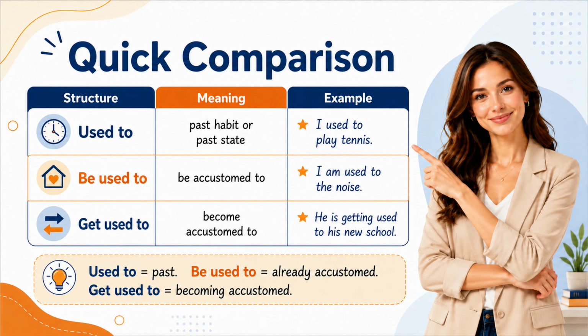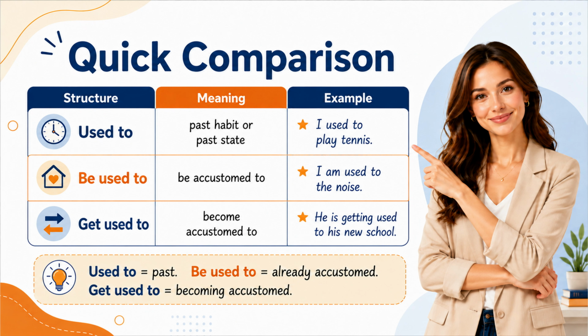Let's compare the three structures. First, I used to play tennis. This sentence describes a past habit. I played tennis before, but I may not play now. Second, I am used to the noise. This means the noise is already normal for me. It does not bother me anymore.